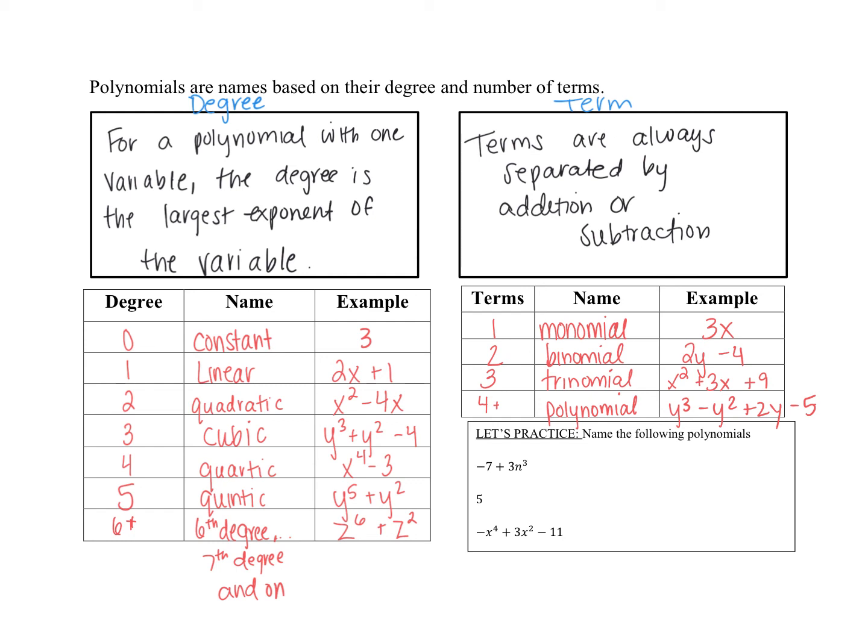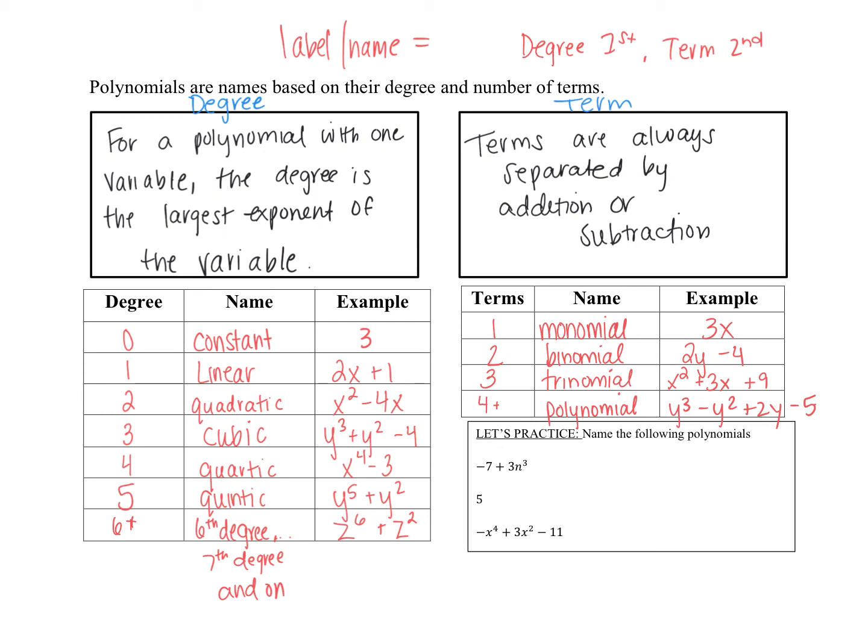Okay? Now, before we do some practice of this, I want you to know that when we label, or when we name, what comes first? So the degree comes first. So degree first and term name second. Okay? So you always want to give the degree name first and then the term name second. So we're going to do a few examples, okay?